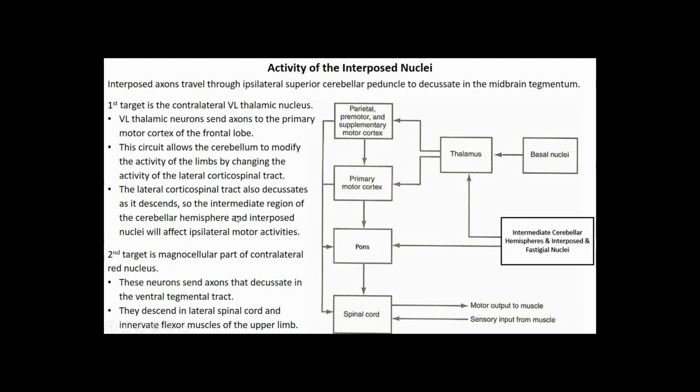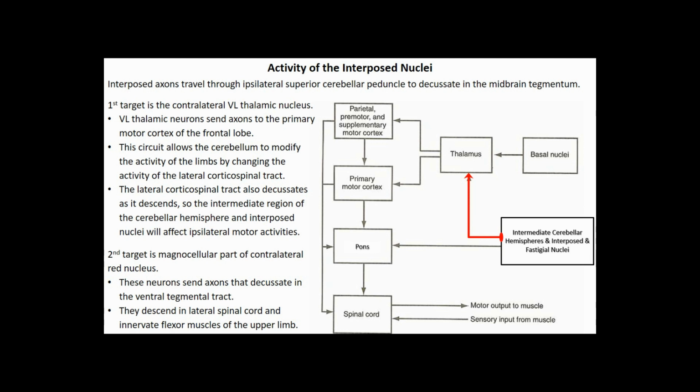Now we're going to move on, same basic idea, to the interposed nuclei. So from the intermediate cerebellar hemisphere, we're going to have Purkinje cells projecting to the interposed nuclei, and we'll put vestigial in there too. We'll see it on the next slide in particular. And we have basically the same starting point. We have those axons traveling from the deep cerebellar nuclei, the interposed nuclei, through the superior cerebellar peduncle, decussating in the midbrain to reach the contralateral thalamus. And it's very similar to what we just saw.